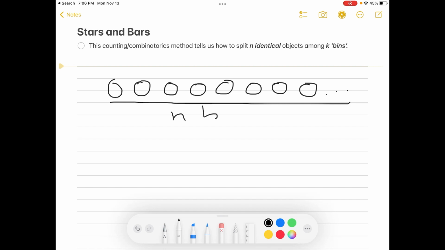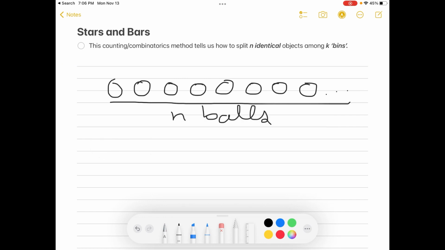This is n balls. And we need to split it into k groups, right? So if we have 3 balls, and we need to split it into 2 groups, we need to place a line, but only one line, somewhere. It could be there, it could be here, where this side is empty, or it could be here, like this, right?